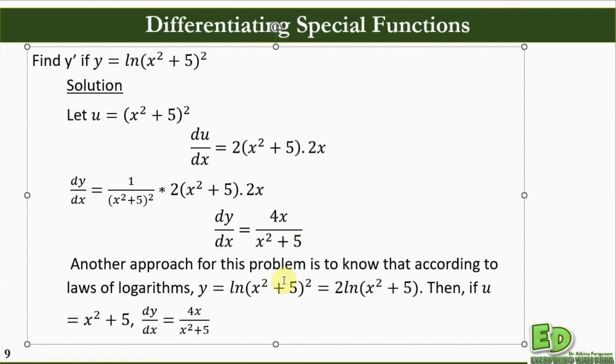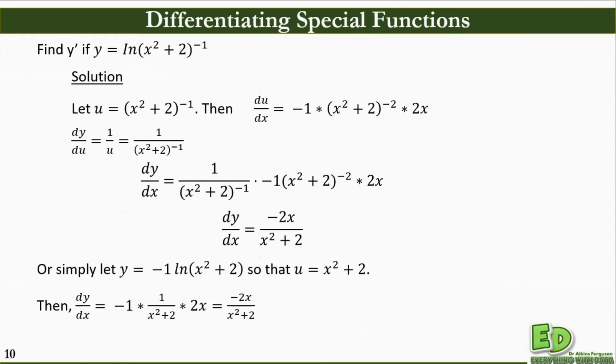Right. Another approach for this problem is to know that according to laws of logarithm, y is equal to ln of (x squared plus 5) all squared. Then you have 2 ln of (x squared plus 5). Then if u is equal to x squared plus 5, dy over dx is 4x over x squared plus 5. This is the same procedure. It's just explaining how you can go about this with a different approach, right? So we can use these basic steps to solve any natural log functions, right?